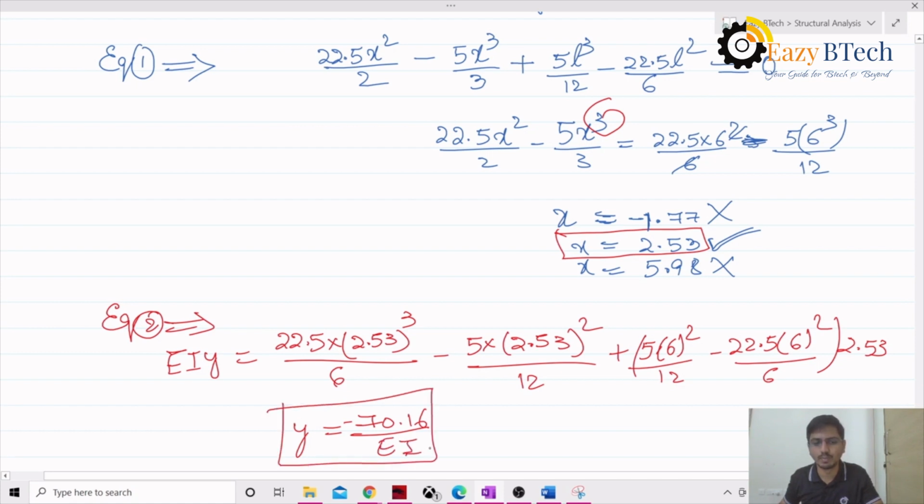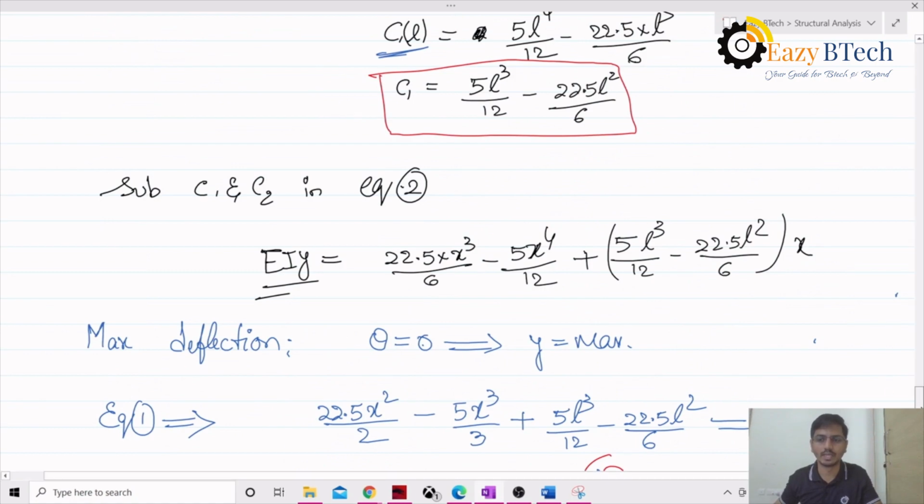So you may ask why it is such a large deflection. It is not a large deflection. Actually, we haven't divided it by EI. So if we divide it by EI, we'll get the value in terms of meters. Okay. This is how you need to solve a problem, a proper analysis of a cantilever.